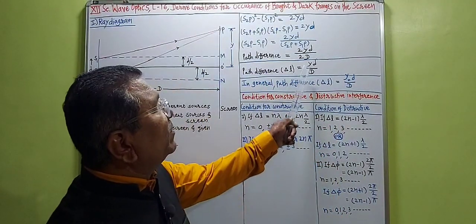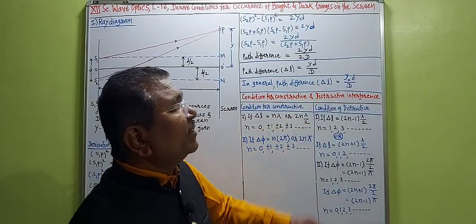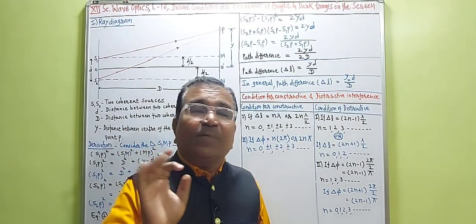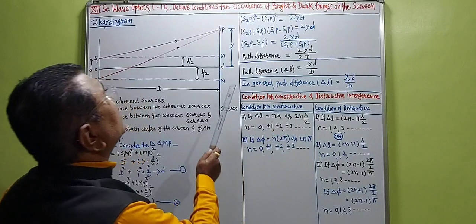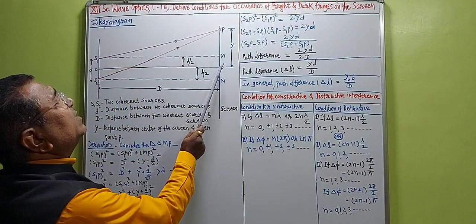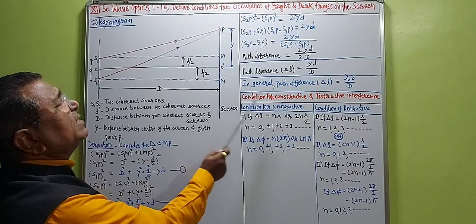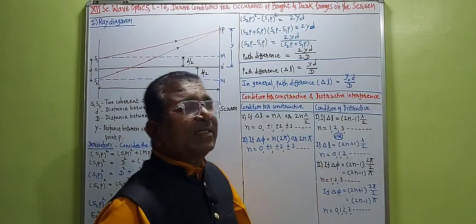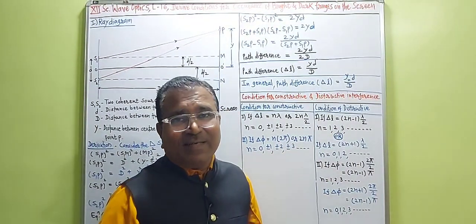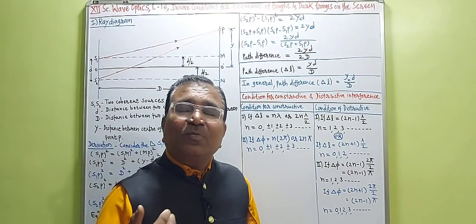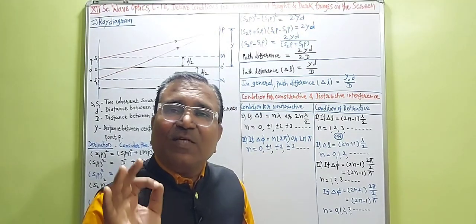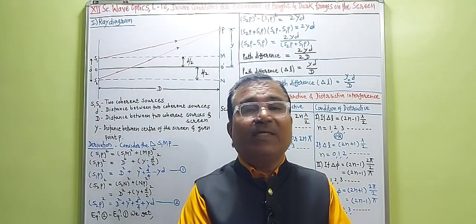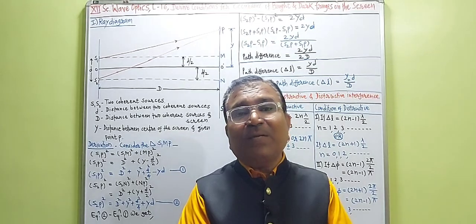In general, we can write, instead of Y, YN. YN means the distance of the nth bright band. This YN is nothing but the distance of the nth bright band from the center O dash of the screen. So after calculating path difference YND upon capital D, now we have to discuss the condition for constructive and destructive interference pattern. Constructive means point P is bright and destructive means point P is dark.